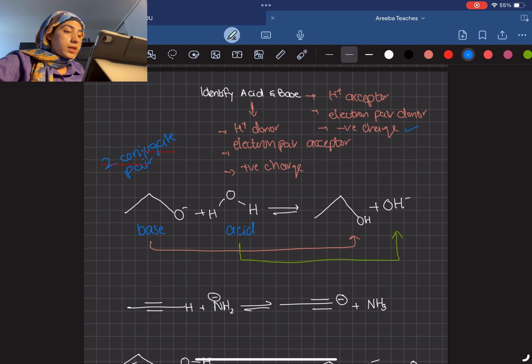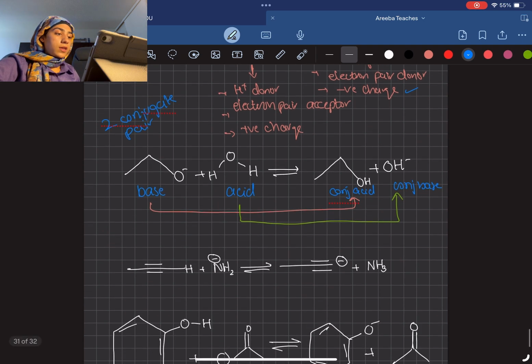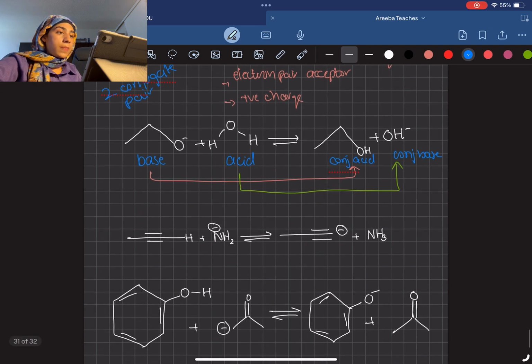That means that with our base, this is our conjugate acid. And for water, which is our acid on our reactant side, OH negative would be our conjugate base. So these are our two conjugate pairs. We'll move on to the second one.